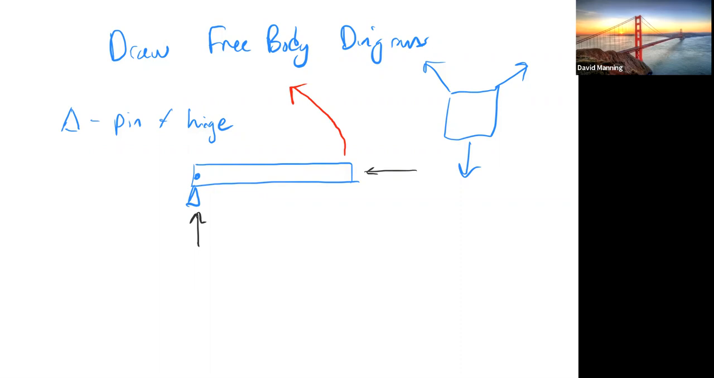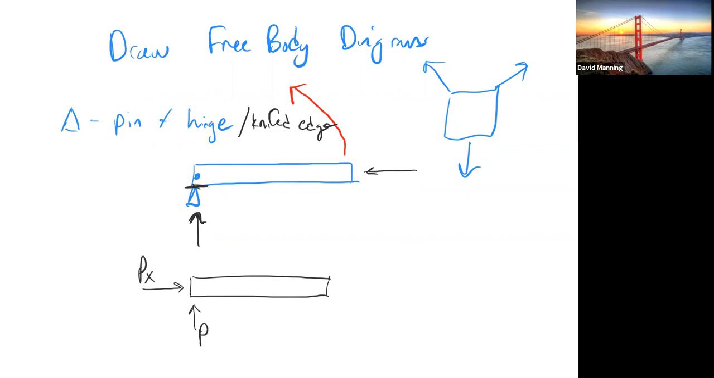It's also considered a knife edge, and that keeps it from moving because of the friction between the two things, the knife edge and the board. So whenever you're drawing a free body diagram with a pin, a hinge, or a knife edge, you're going to represent it with an x force and a y force. So you would say Px for the pin, Py for the pin. And this will make more sense as we do problems. So that's the pin or a knife edge.